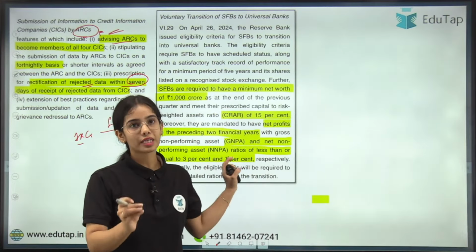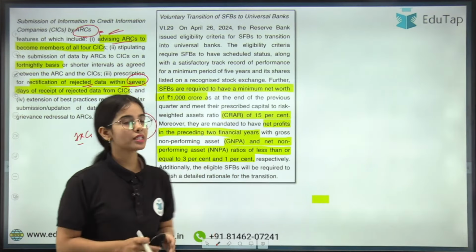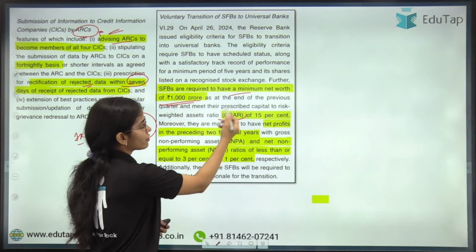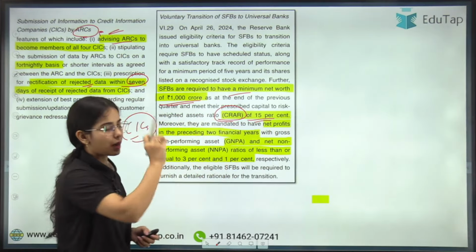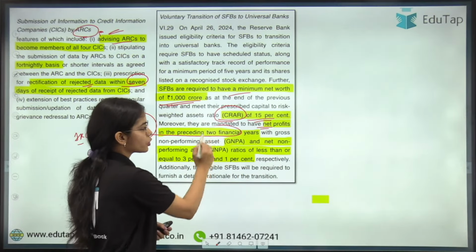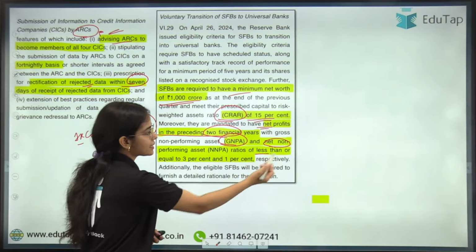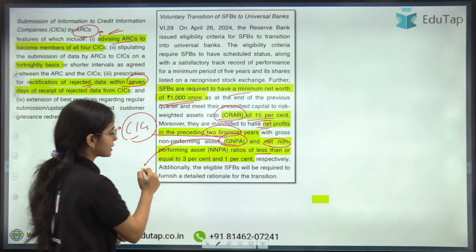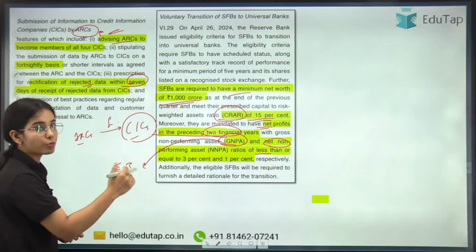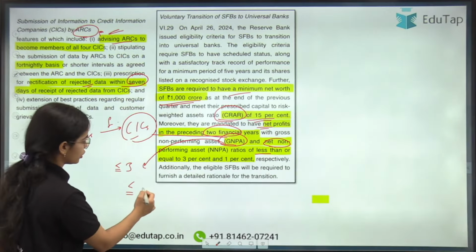Next is voluntary transition. Small finance banks can voluntarily transition into universal banks if they have a minimum net worth of rupees 1000 crores, a CRAR of 15%, that is, the capital to risk weighted asset ratio of 15%, and net profits in the preceding 2 financial years. Their gross non-performing asset should be less than or equal to 3%, and the net non-performing asset less than or equal to 1%.